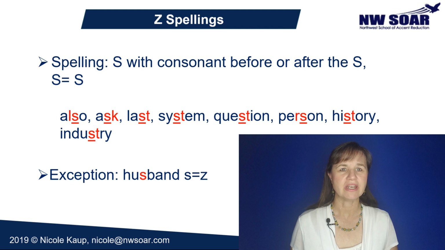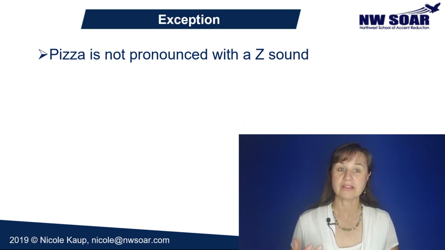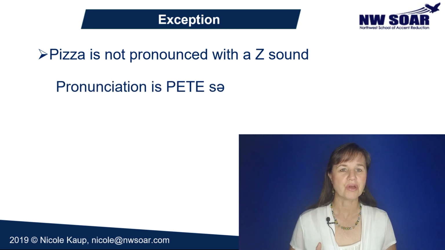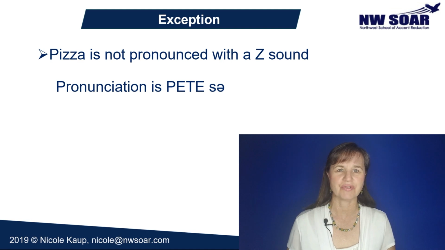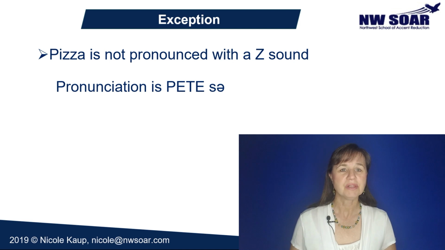Now, I'd like to mention a super common exception word. The word pizza, with its double Z spelling, you would expect it to be pronounced like a Z, but it is not pronounced with a Z in this word. It is actually pronounced "pizza" in both American and British English. It's unusual for a word spelled with a Z to not be pronounced with a Z sound, but this is an easy exception for you to remember. For more details and practice with the word pizza, please see my video, How to Pronounce Pizza.